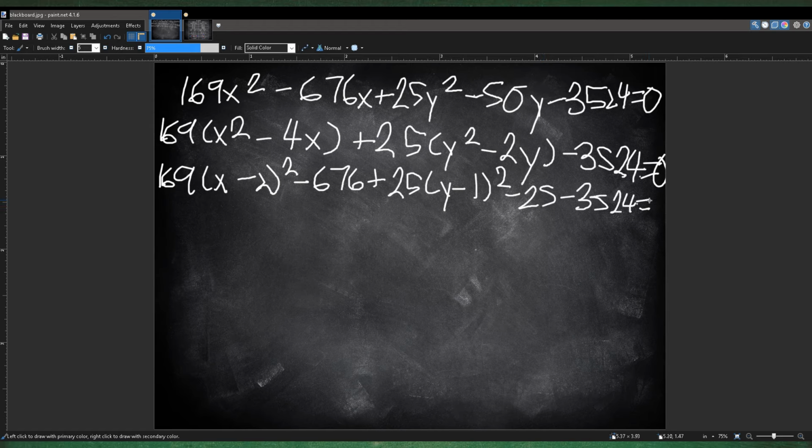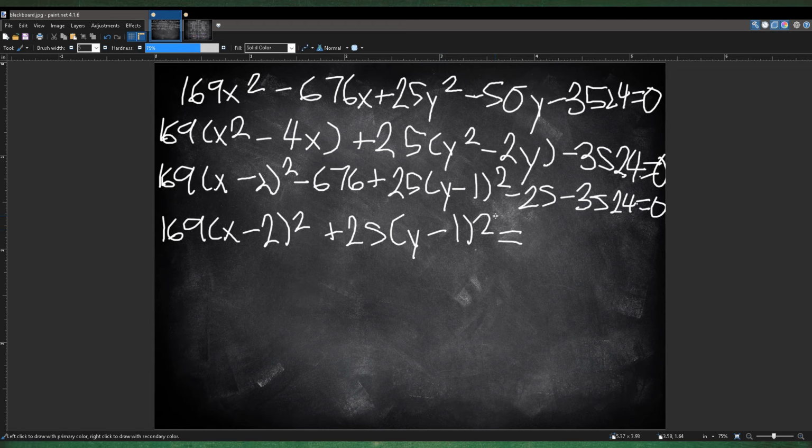And then you need to minus that 3,524 with 0. Then you get all those numbers to the other side, so you get 169 times x minus 2 squared plus 25 times y minus 1 squared is equal to, so 3,524 adds up to add 25 and add 676, which gets you 4,225.